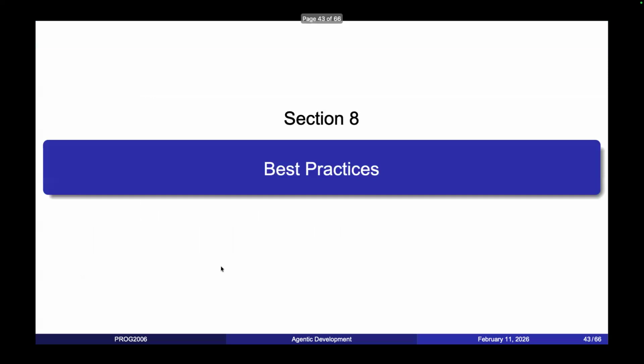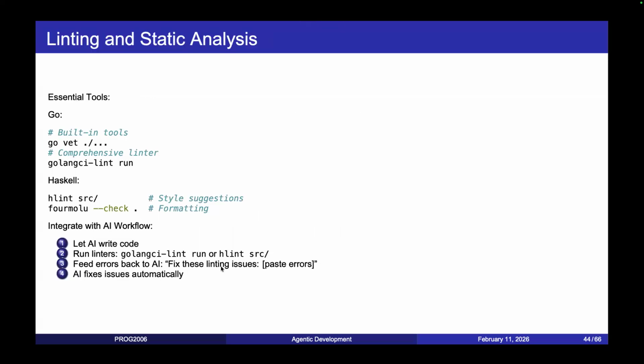Okay, so best practices. You can have a best practices MD file for the agent to read and tell it, okay, after you generate some things for me, run the linter and run vetting on the new code base if you're using Golang, or use this one if you're doing Haskell. Then you can integrate it with your AI workflow.